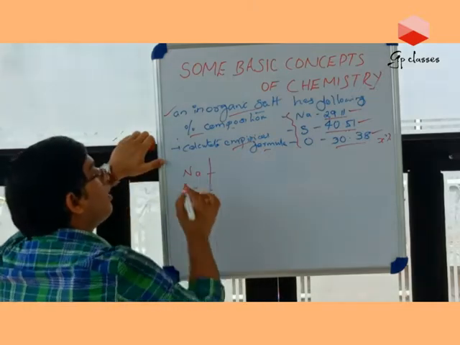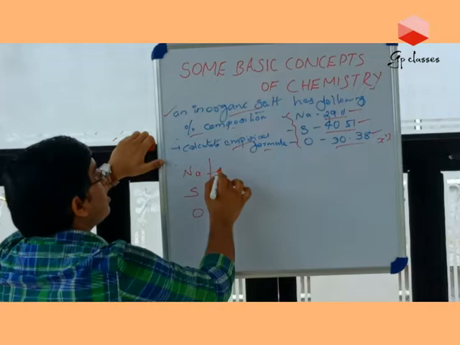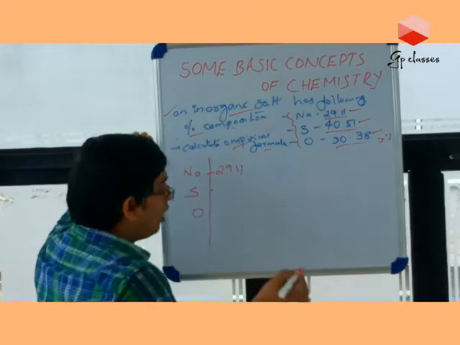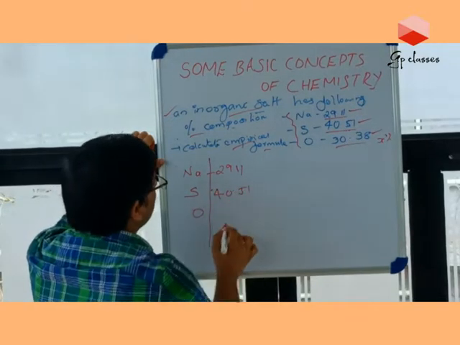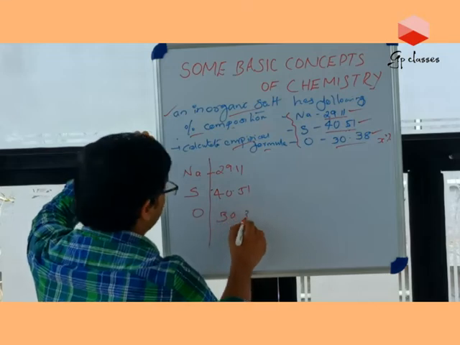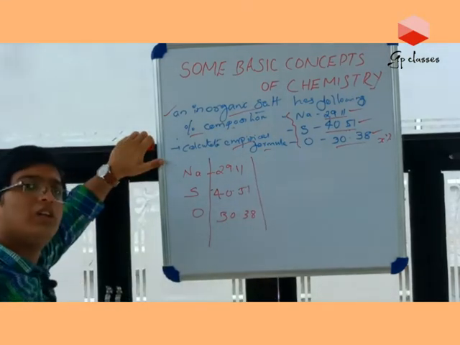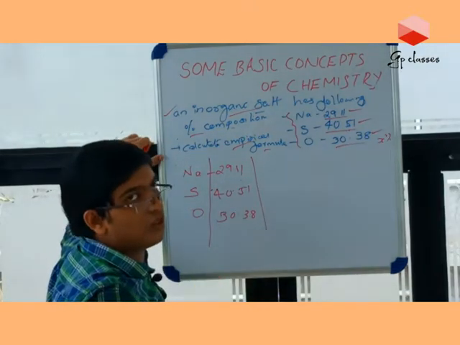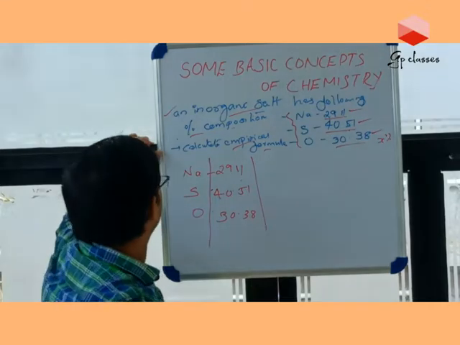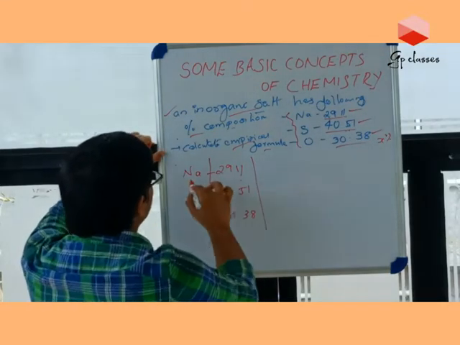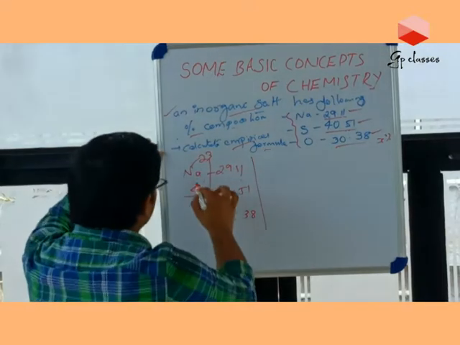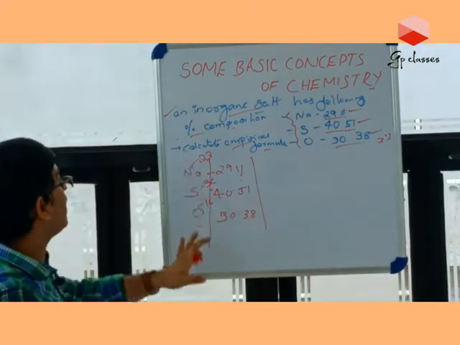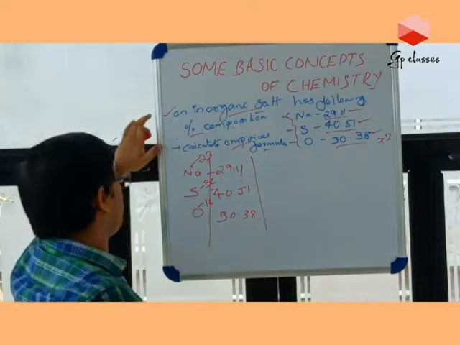Initially you wrote the elements, then we will write the respective percentage composition. Here it is 29.11, right? In the next part, for sulfur it is 40.51, and in the case of oxygen it is 30.38. We wrote the percentages. Now you divide these percentages by their molar mass. So you know, in the case of sodium, its mass is 23, right? Sulfur is 32, oxygen is 16.